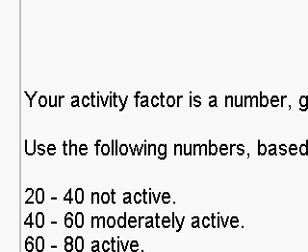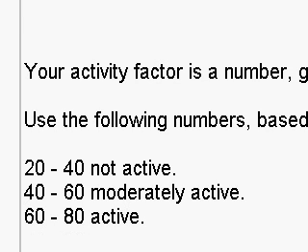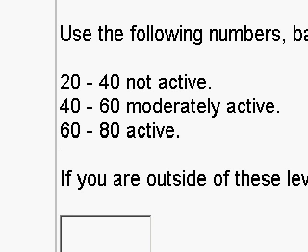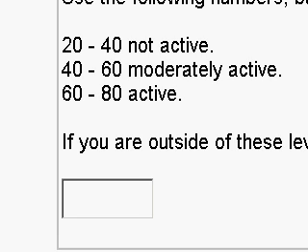The next thing here is it's going to ask for what's called an activity factor. This is a number between 20 and 80, generally speaking. However, it can be any number that you choose. And here are the guidelines. 20 to 40, not active, all the way up to 60 or 80, which is active. And if you're outside those levels, you think, then go ahead and adjust accordingly. For our example, we're going to enter 50.